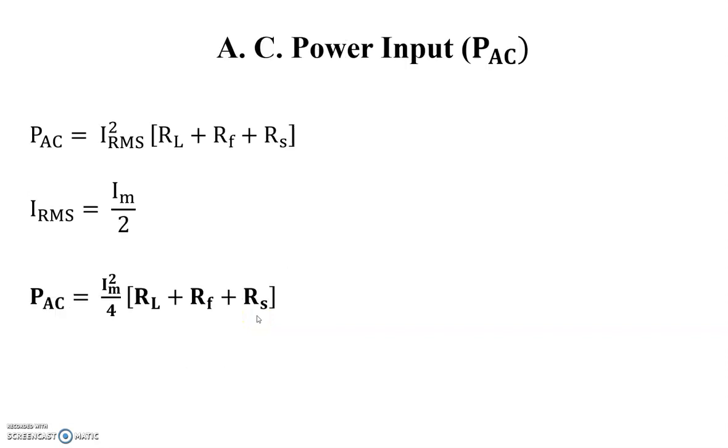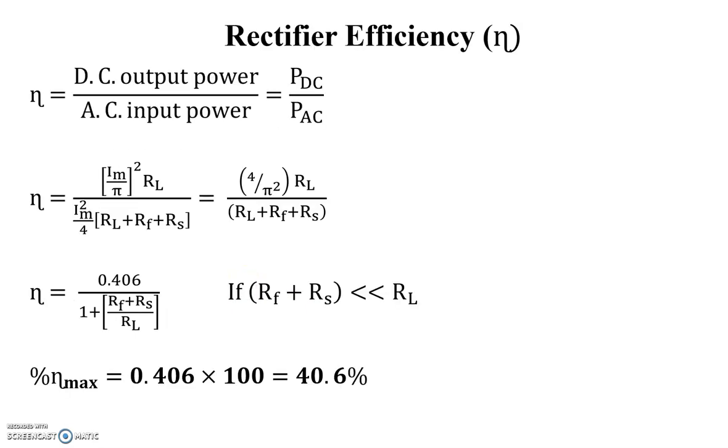Next, you know this, there is a DC power output and AC power output. Next, find out the parameter efficiency. Efficiency is nothing but the ratio of DC power output to AC input power. You know these two values, just substitute and simplify, and then if you assume that RF plus RS is far less than RL, your efficiency becomes 40.6%.